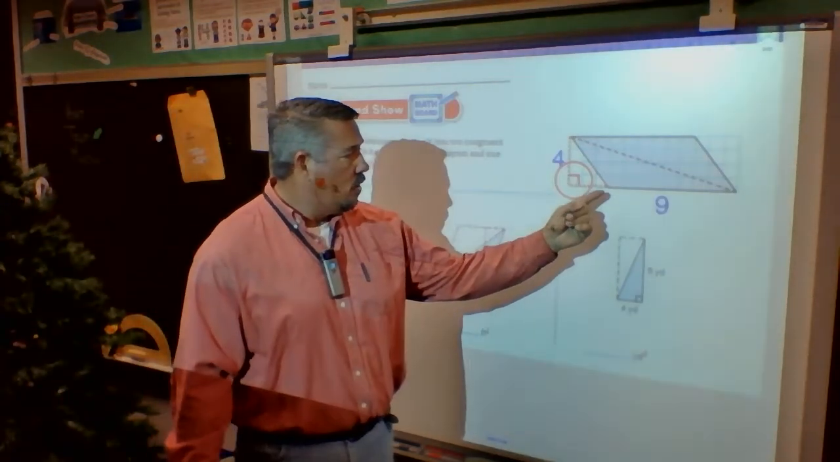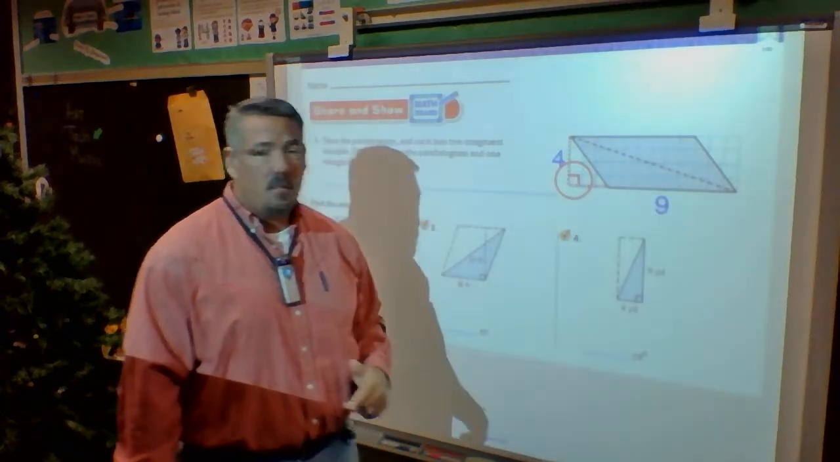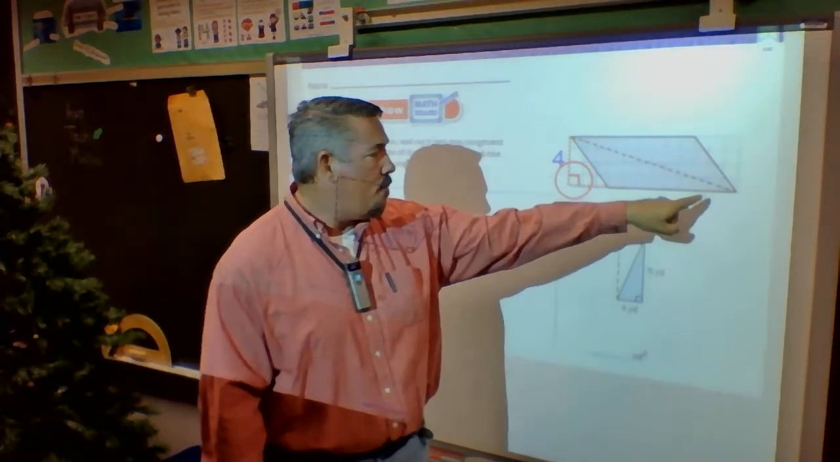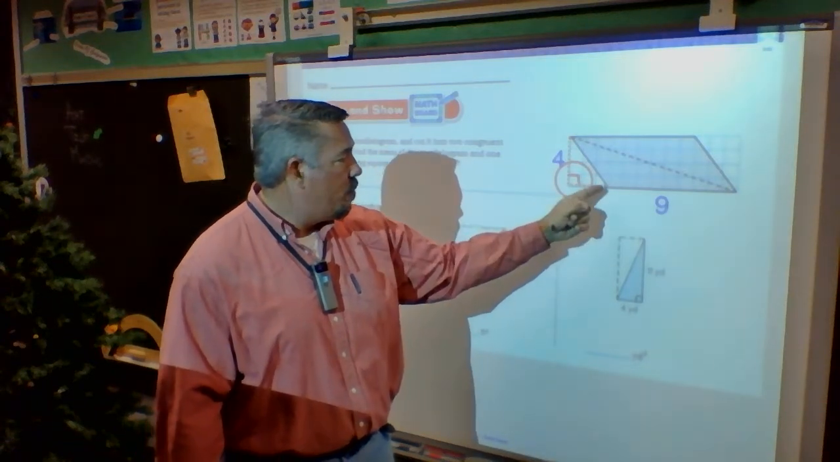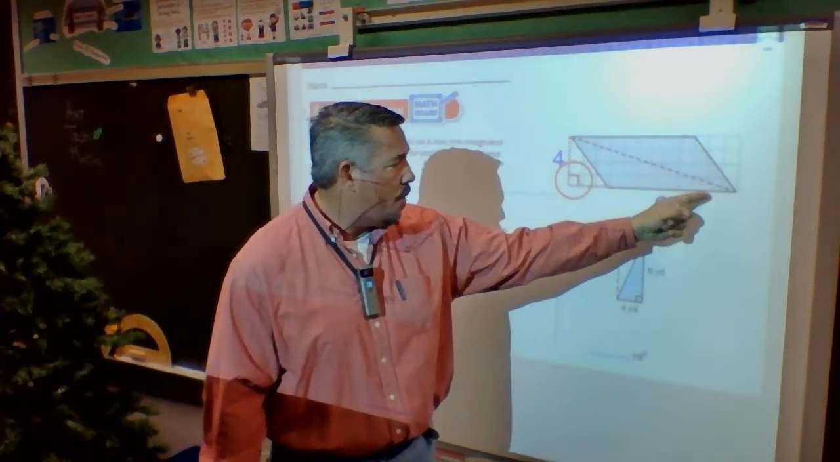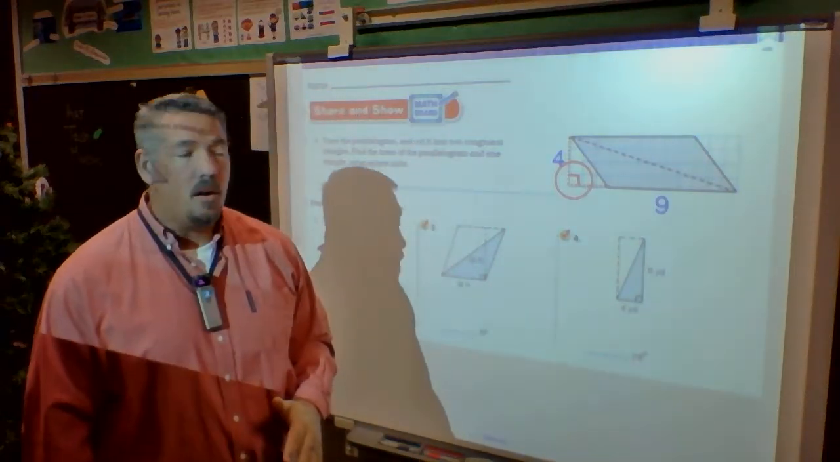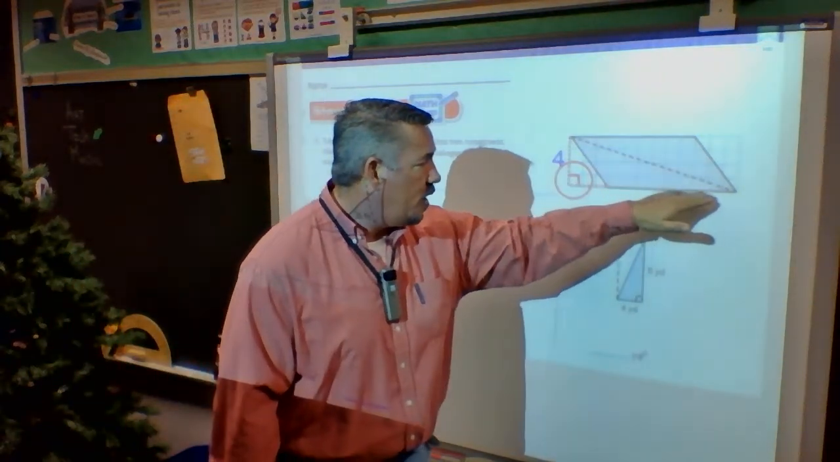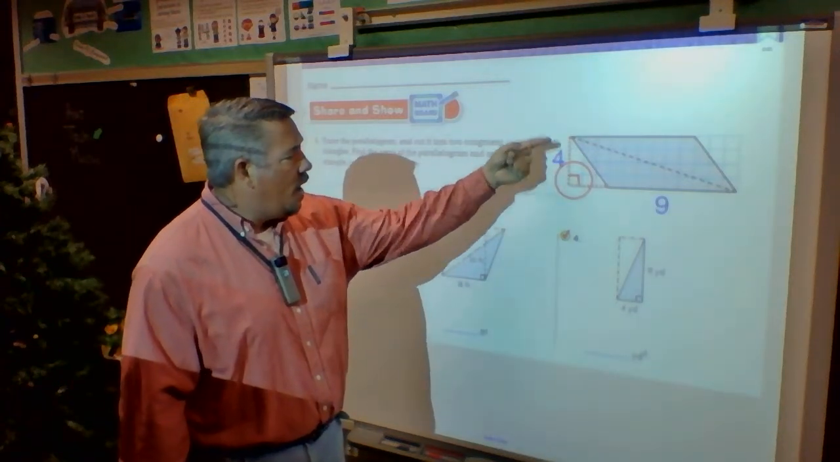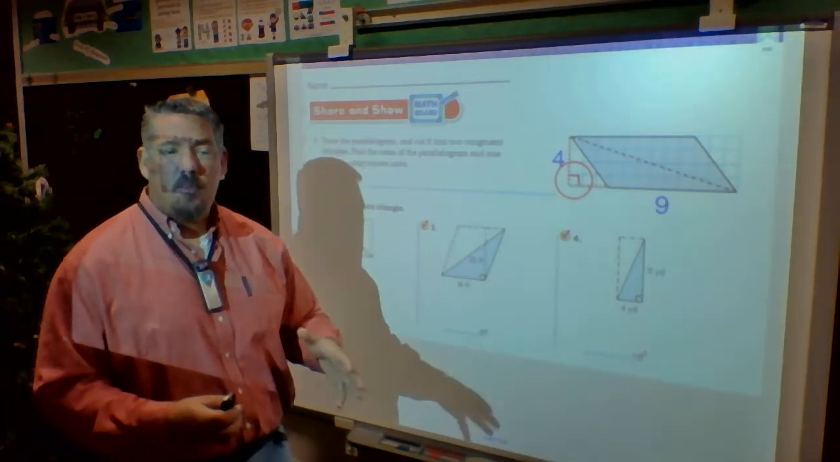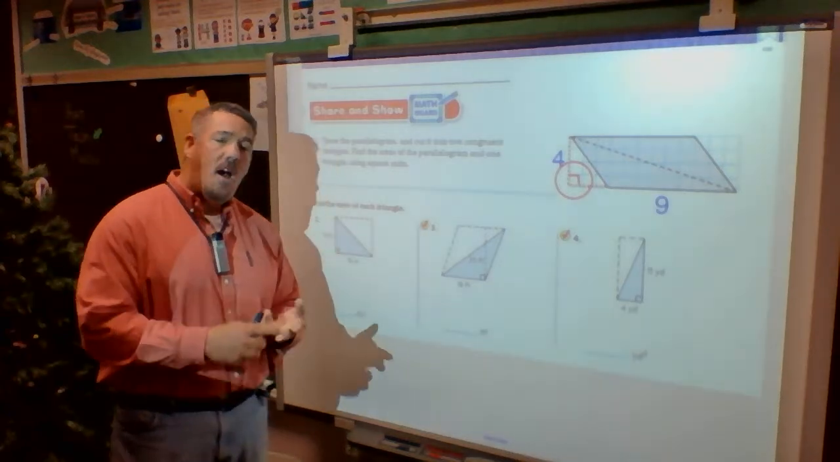So once I look at my base, I can count 9 units. It does not matter that this is a half of a unit or this is a half of a unit, because I'm just counting how many complete boxes go across the bottom. And I'm just looking at those edges. And then when I look at my height, I have 4. So I know mathematically I have a base of 9 and a height of 4.